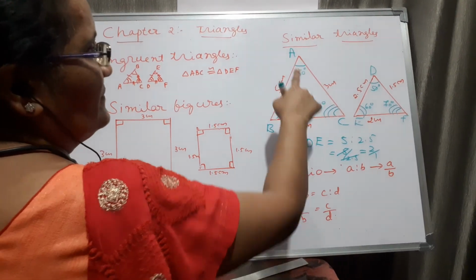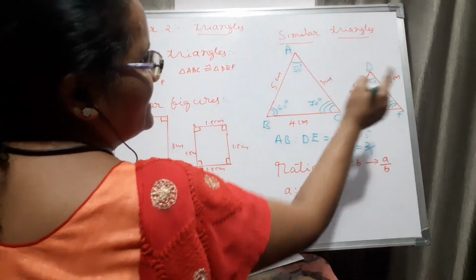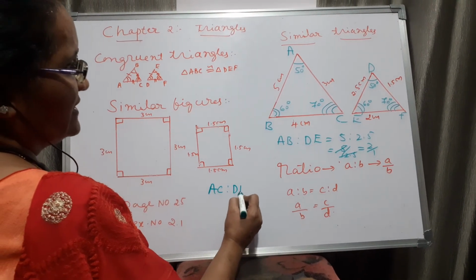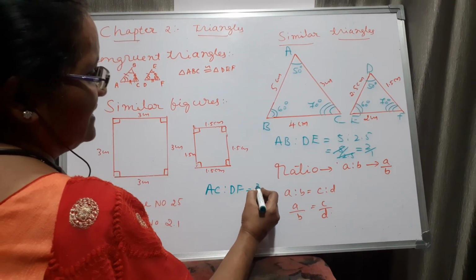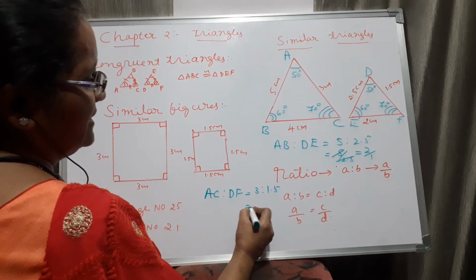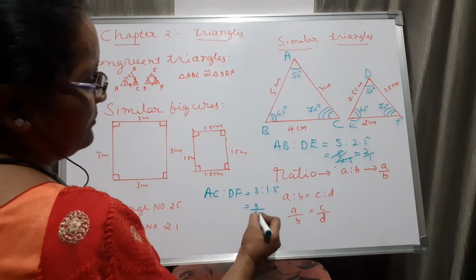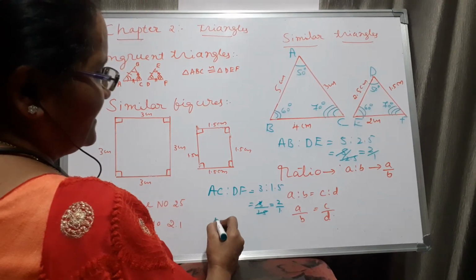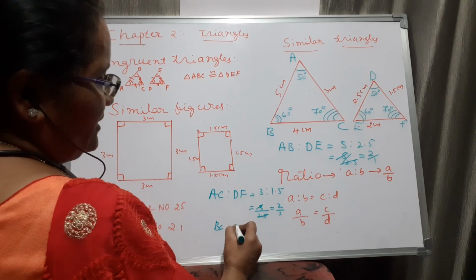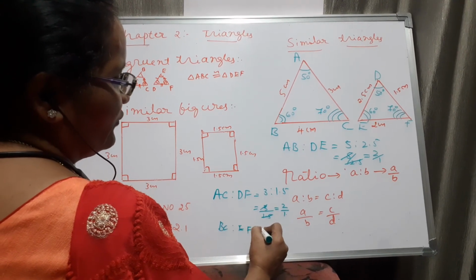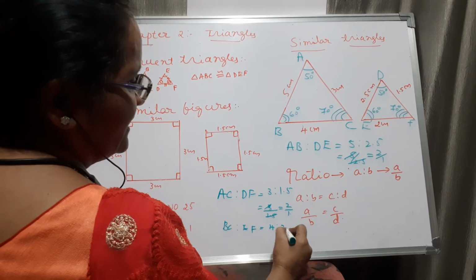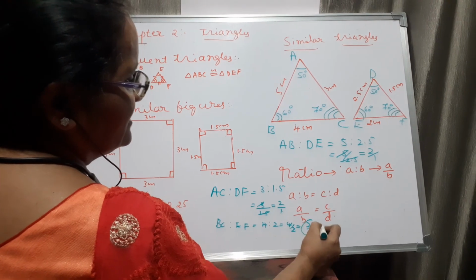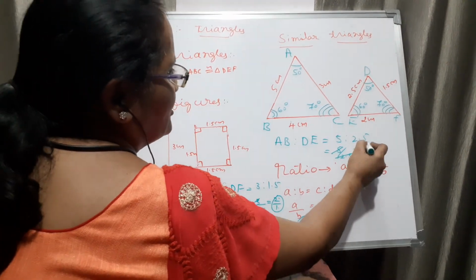Next, similarly, I am taking the second part, AC and DF. AC is to DF is equal to 3 is to 1.5, that is 3 by 1.5, that is 2 by 1. Next we will take the third side, BC is to EF, equal to 4 is to 2, that is 4 by 2, that is 2 by 1. See, 2 by 1, 2 by 1, 2 by 1.